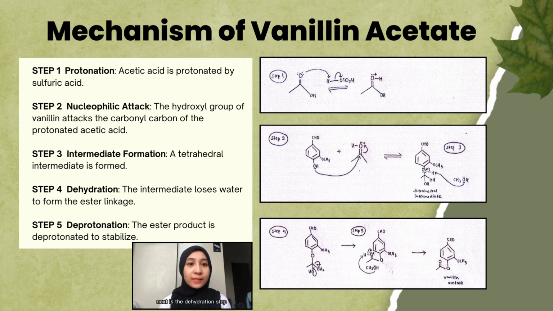Next is the dehydration step. The intermediate formed previously will lose a molecule of water, facilitated by acidic conditions, to form the ester linkage. Lastly is deprotonation. The ester product is deprotonated to stabilize the molecule, resulting in the formation of vanillin acetate. At the end of this mechanism, we can simplify the overall reaction as vanillin plus acetic acid forming vanillin acetate and water as a byproduct.